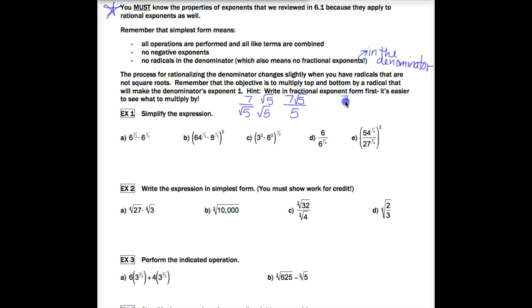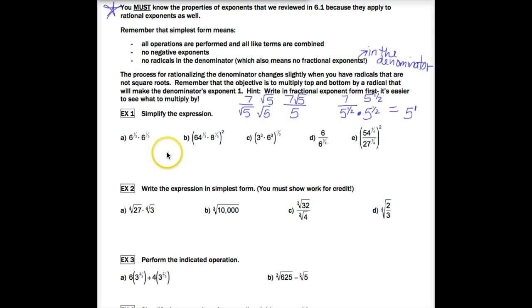Now, the reason why that works is because of this. If I rewrite it as 5 to the 1/2 power instead of the square root of 5, the reason why multiplying a radical by itself gets rid of it is this. When you multiply powers, we learned that you add the exponents. So you keep the base the same as 5, and 1/2 plus 1/2 is 1. And that is why rationalizing with square roots works that way.